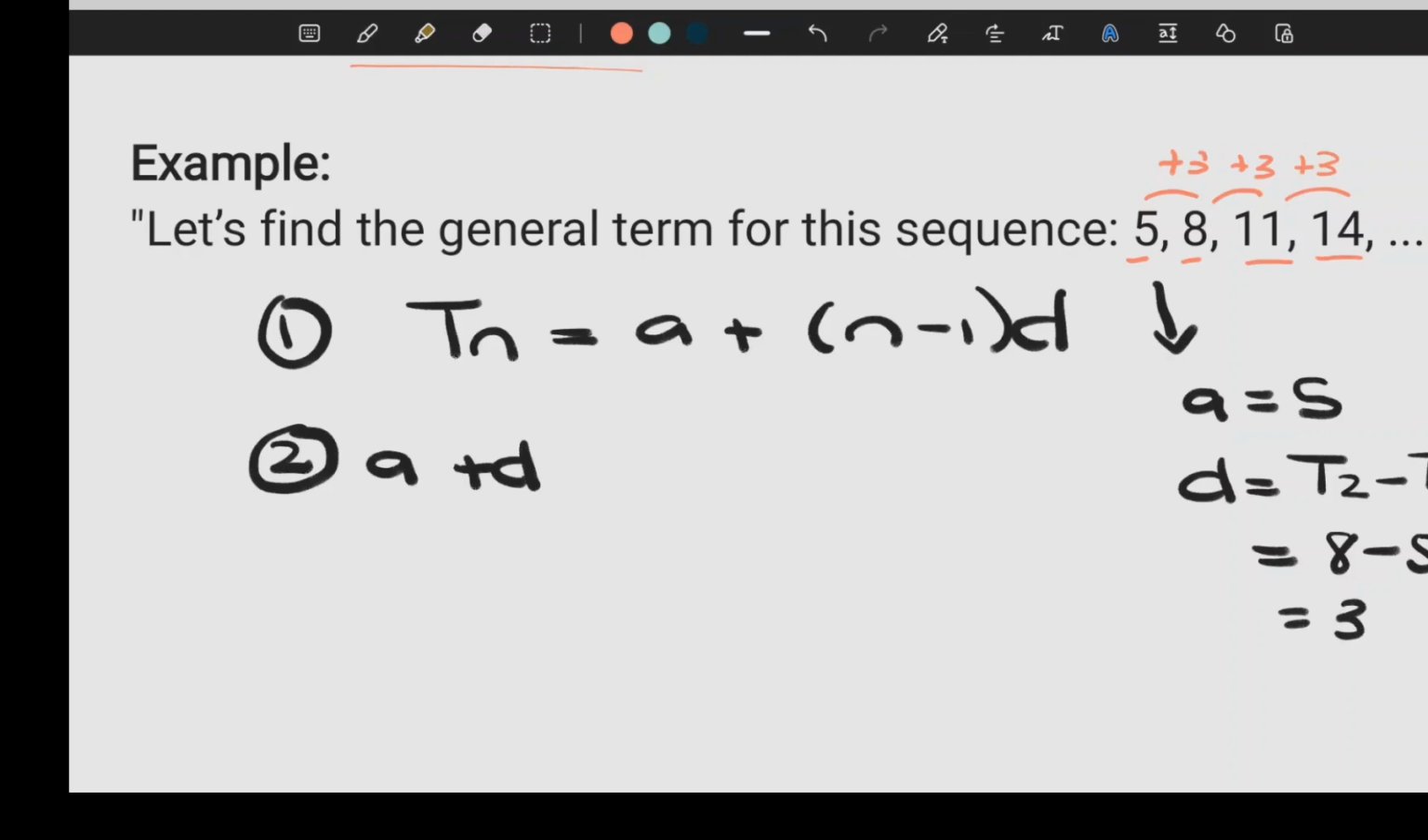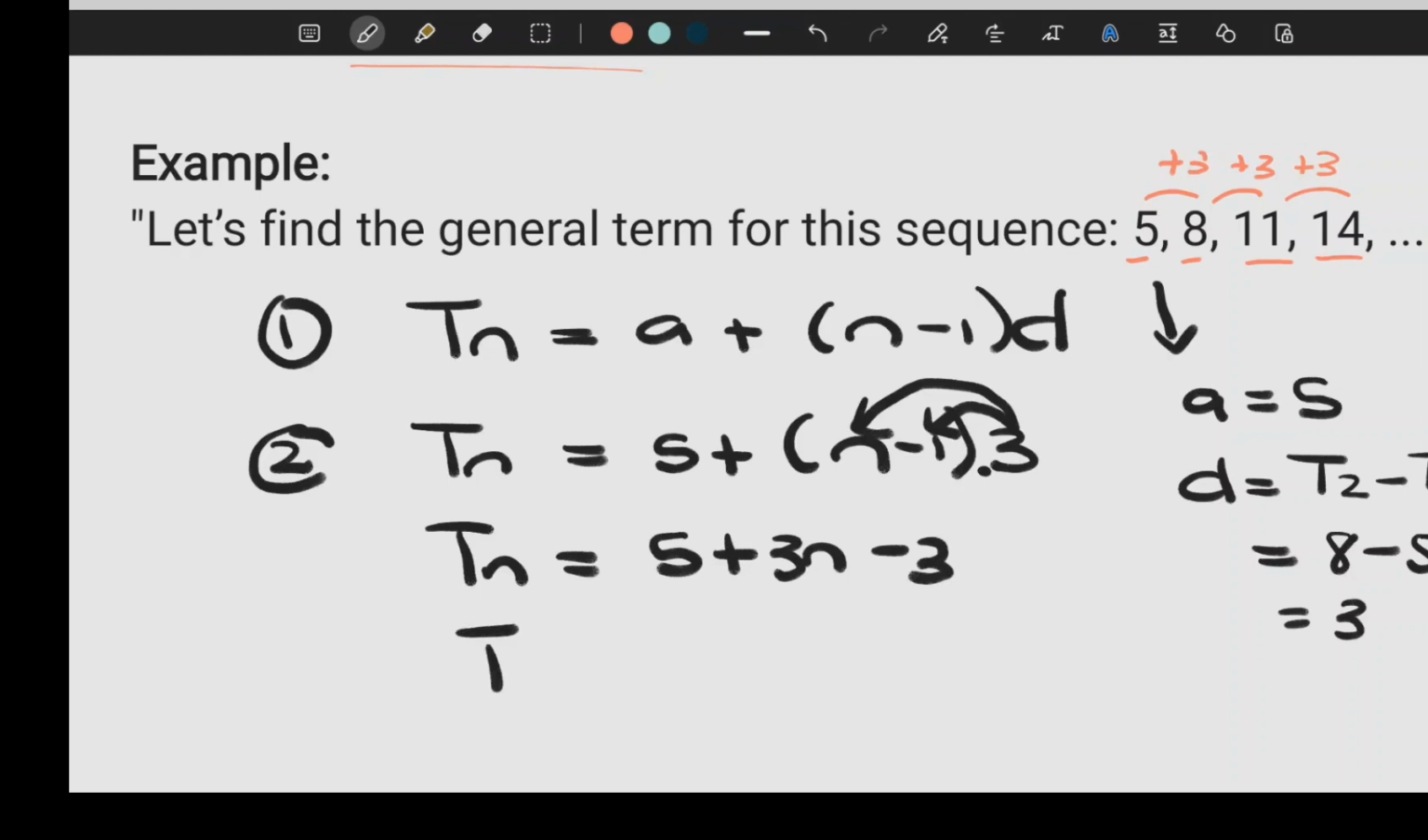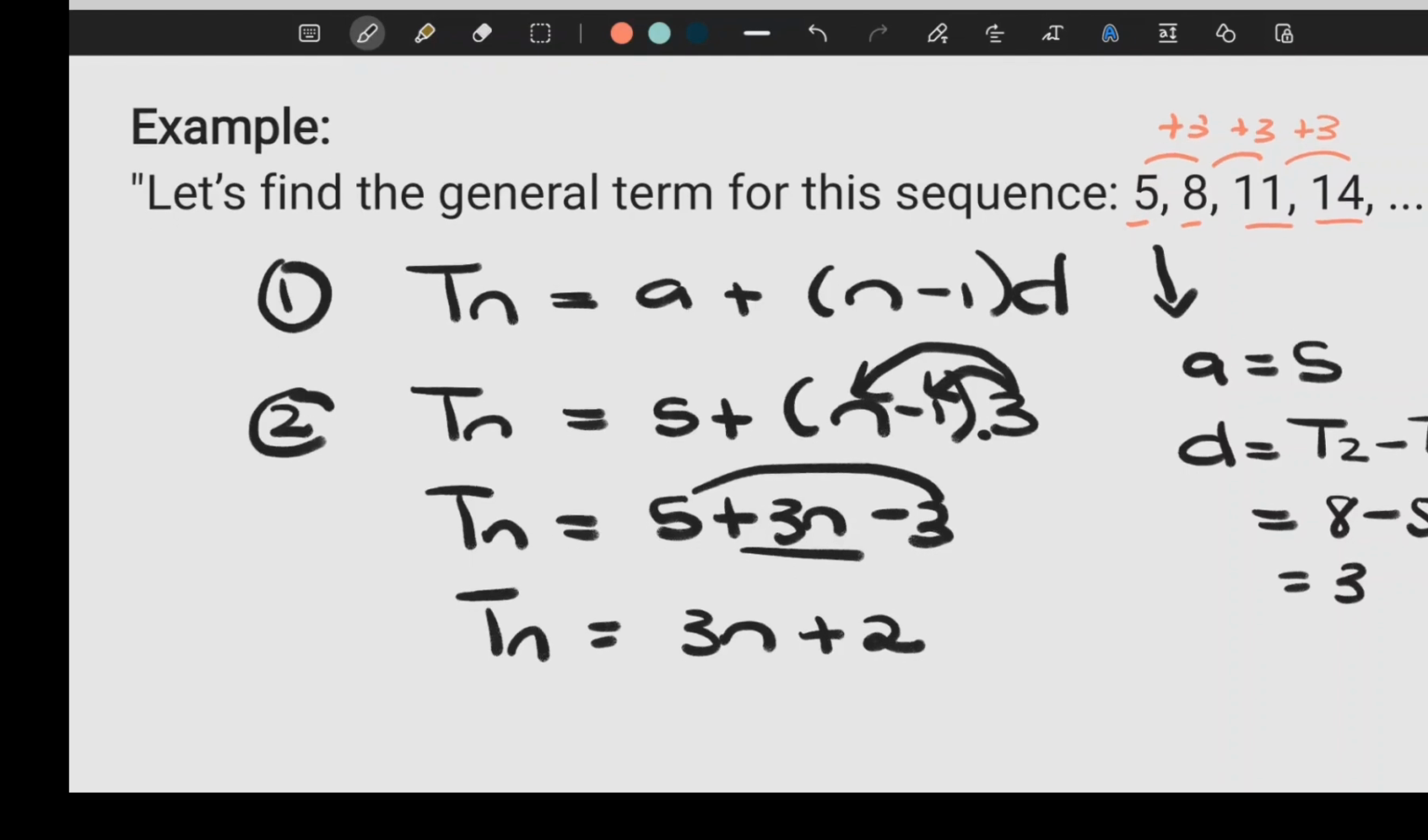So I'm going to substitute A and D now. So that's step 2. I'm going to write Tn, the general term, is equal to A becomes 5 plus (n minus 1), D becomes 3. So there's an invisible dot there actually, eh? So the general term, I'm going to simplify now. This is 3 times n, which is plus 3n. And 3 times negative 1 is minus 3. And now I'm just going to add the like terms. 3n, 5 minus 3 is plus 2. And that is the general term.